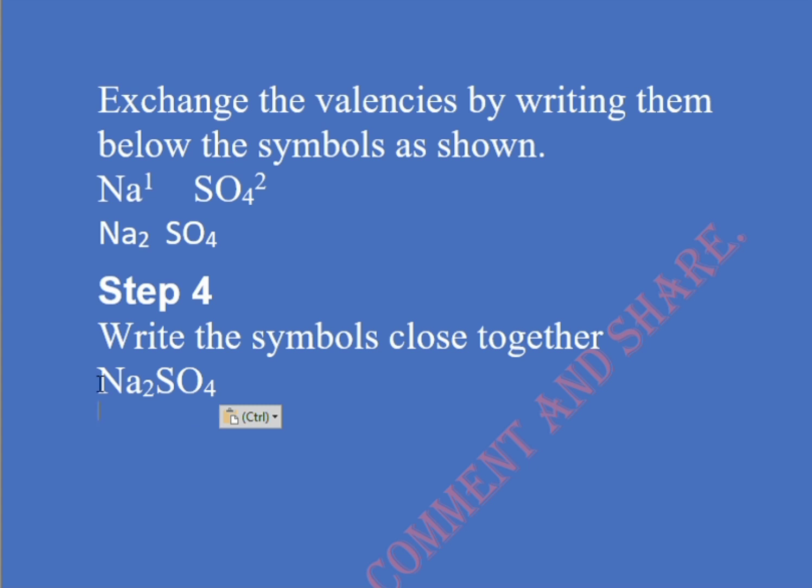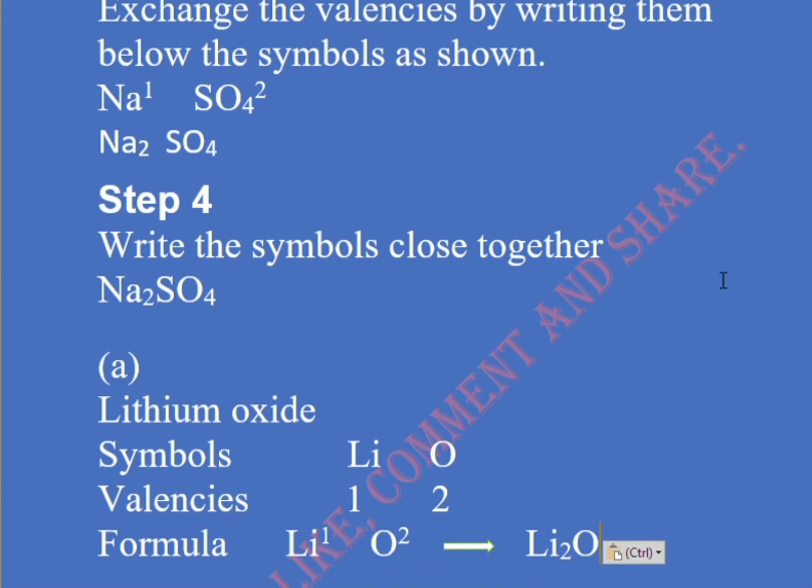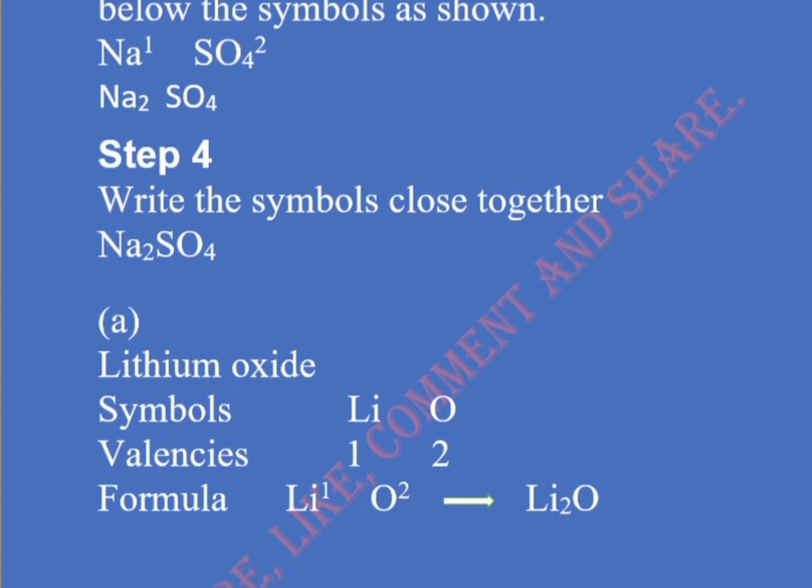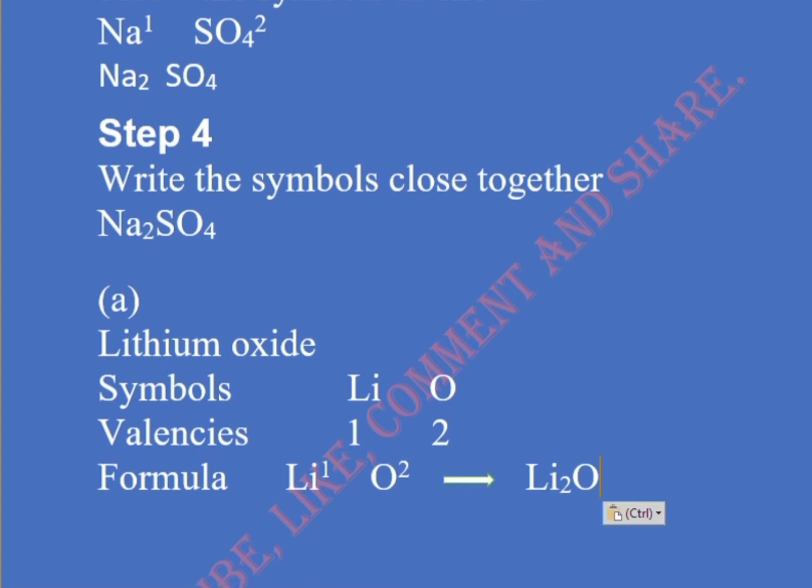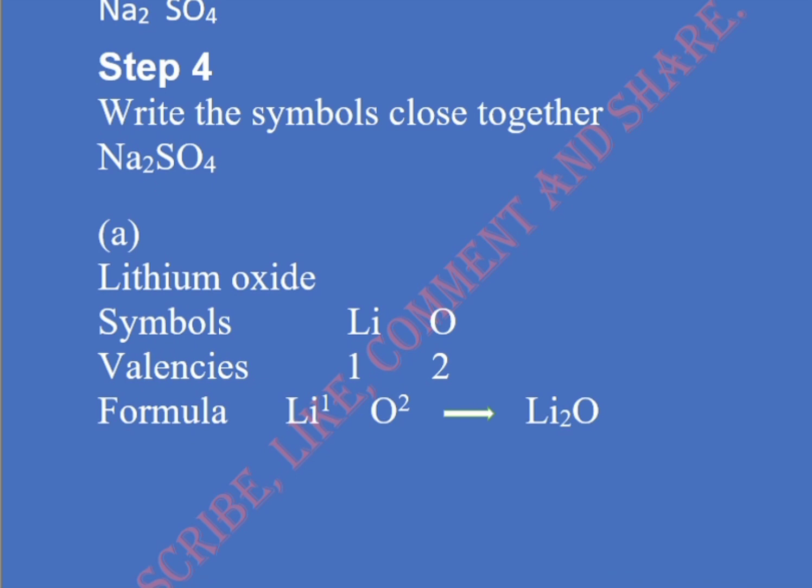Then step 4: write the symbols close together. Remember, we had written them with spacing between them, but now we are writing them together. This becomes our chemical formula for sodium sulfate.